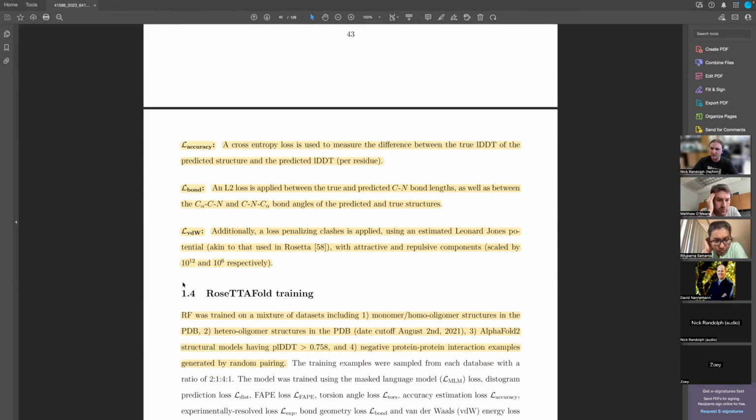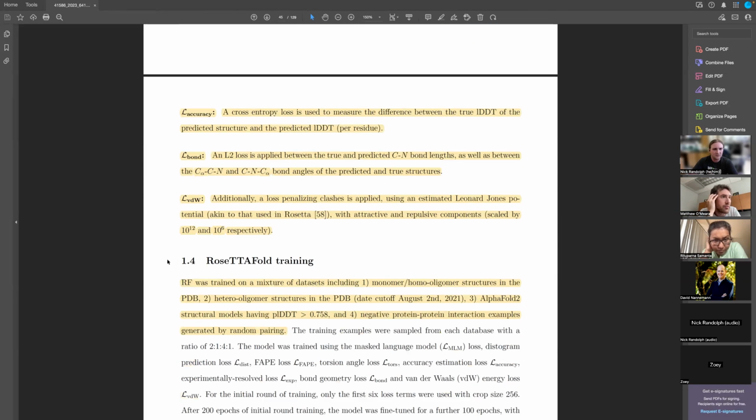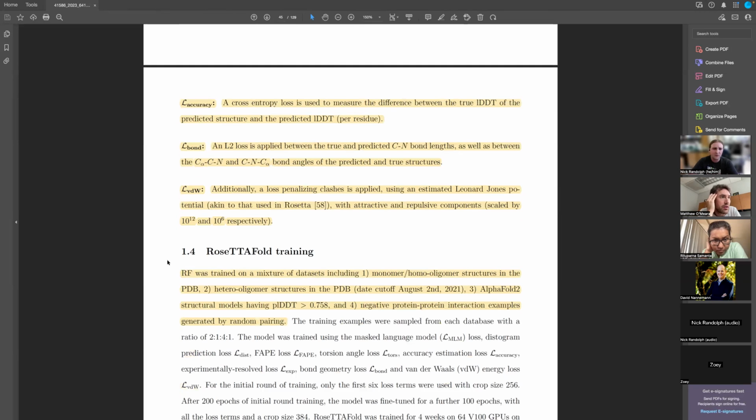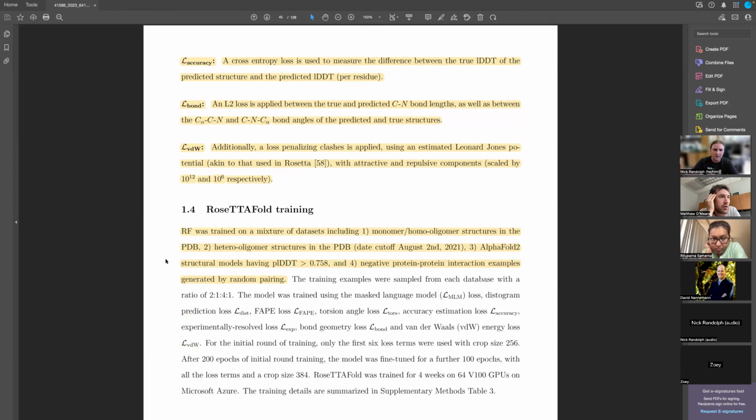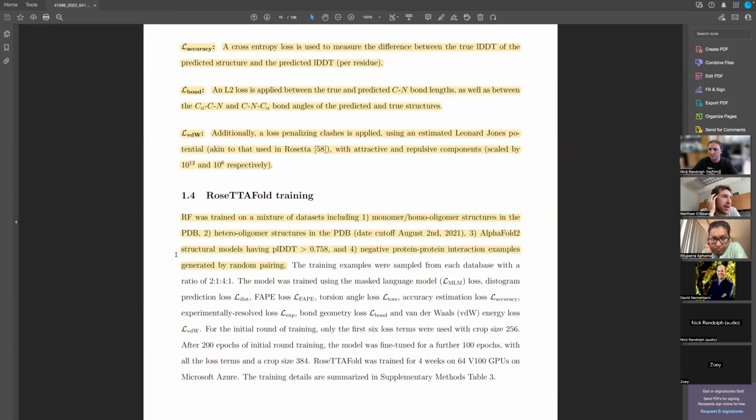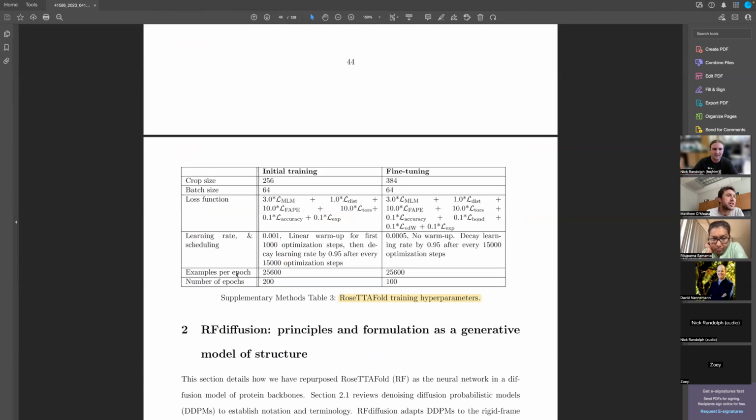I just sped through that, but if there are any questions, I can answer them. I sped through that because these are not the same losses that are used to train RFDiffusion, and we'll talk about that a little bit later as well. Supplemental table 3 has how these are added together to form the loss table. Yeah, this is on page 45 of the supplement.